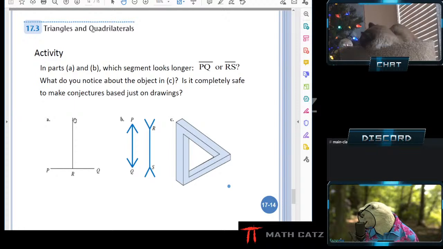Like in A, the positioning of these lines makes the vertical ones seem longer, when in fact they're the same length. The placement of these arrows, backwards and forwards or flipped around, makes the PQ line seem longer than the RS line, but they're the same.